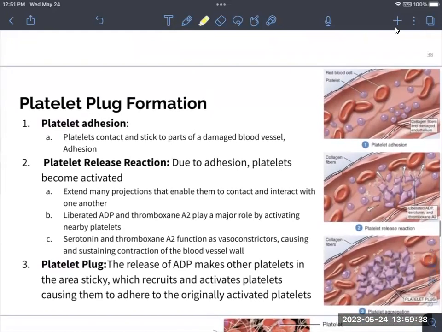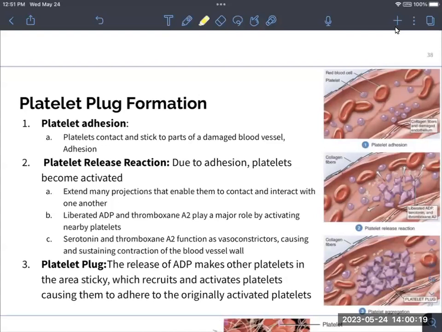So in a platelet plug formation, we get a cut to that blood vessel, tear, whatever. There's endothelial cells that line most of these blood vessels. If those endothelial cells get damaged, those platelets are going to start sticking. They don't stick to the cells if there's nothing wrong. They will only stick if they come across something that is not normally there. So they will stick to that area that was not there. That's where that platelet adhesion starts.